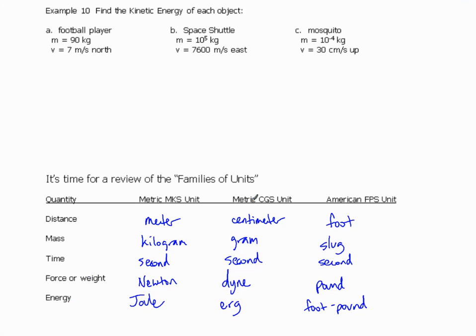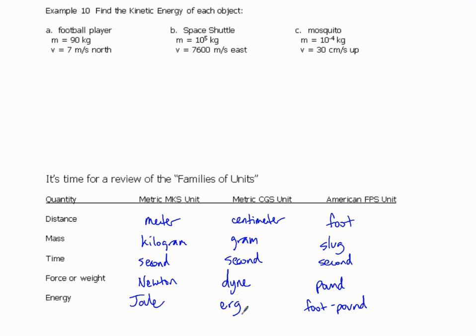There's the metric CGS unit system, which is more common to chemistry than physics. Distance is centimeters, mass grams, times seconds. Force or weight is a new one that we don't really use in physics, and that is the dyne, and energy, the erg.